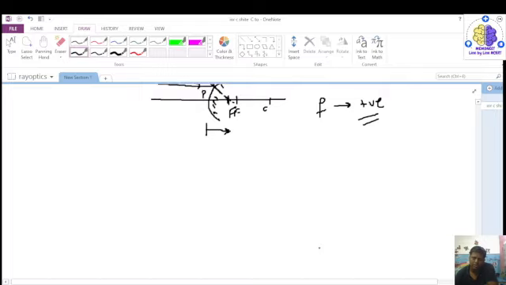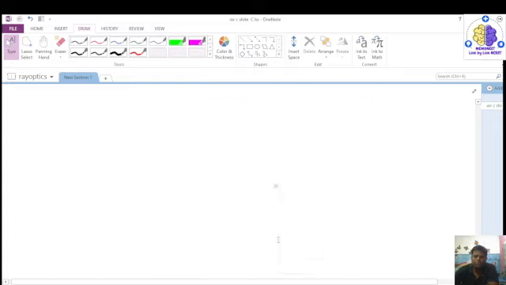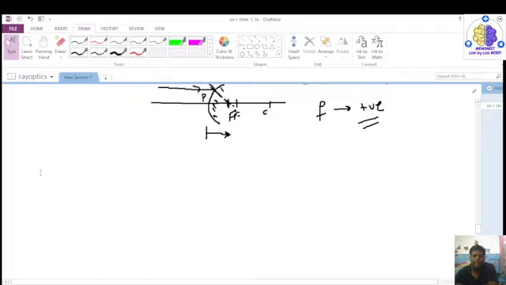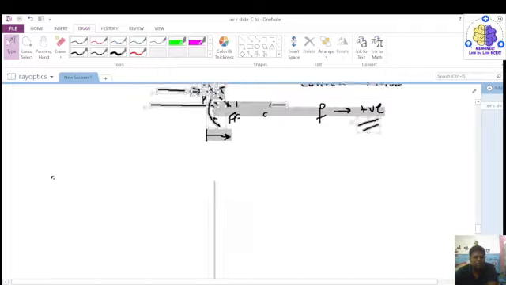Next, the distance which you are going to measure is, wait for a minute, the distance which you are going to measure is your object distance. Sorry.